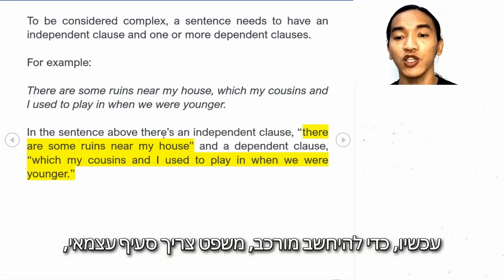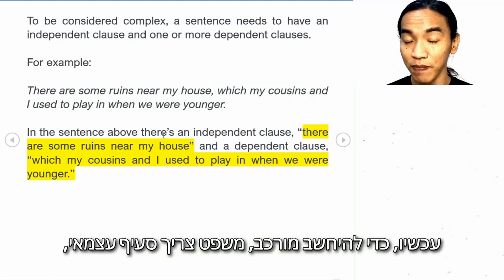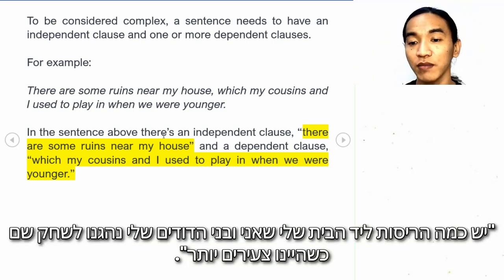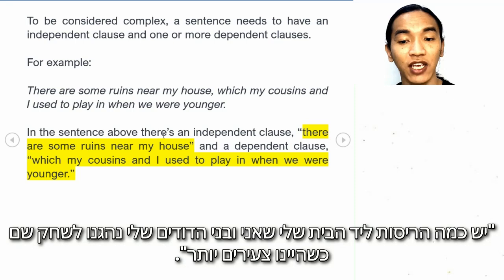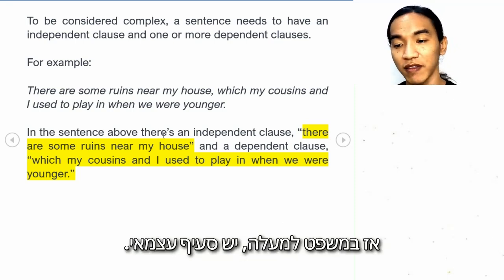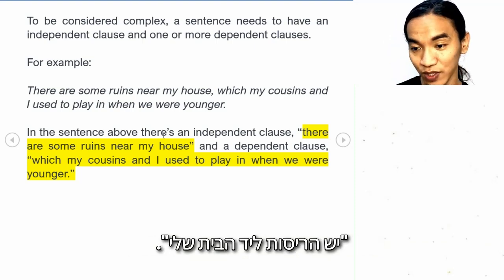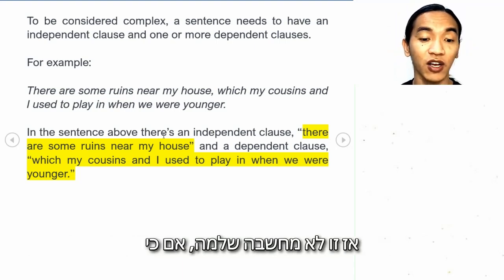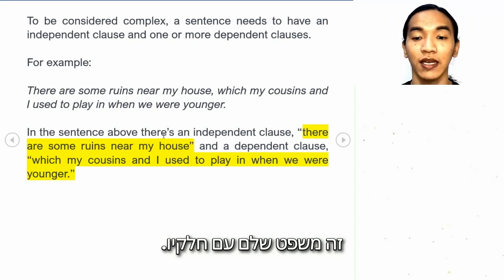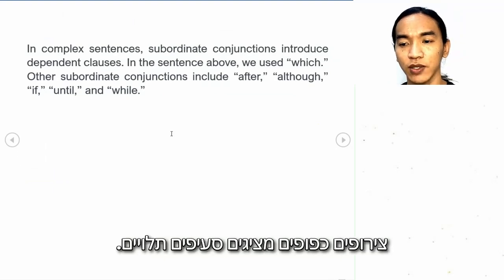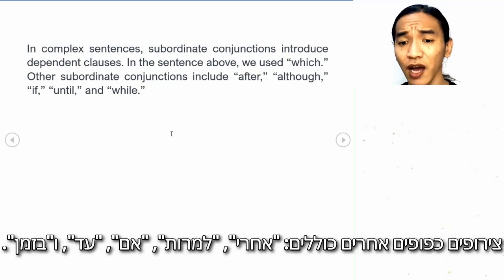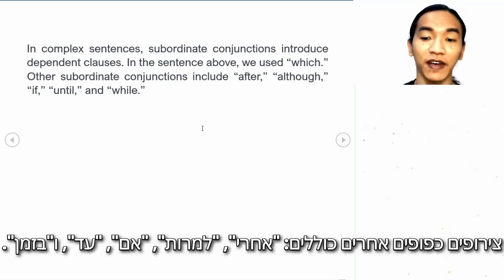All right? Now, to be considered complex, a sentence needs to have an independent clause and one or more dependent clauses. So it's a combination of independent and dependent. There are some ruins near my house, which my cousins and I used to play in when we were younger. So in the sentence above, there is an independent clause: there are ruins near my house. Now, your dependent clause: which my cousins and I used to play in when we were younger. So that is not a complete thought, although it has its parts. Okay? Now, in complex sentences, subordinating conjunctions introduce dependent clauses. In the sentence above, we use which, okay, which is like a relative pronoun. Other subordinating conjunctions include after, although, if, until, and while.